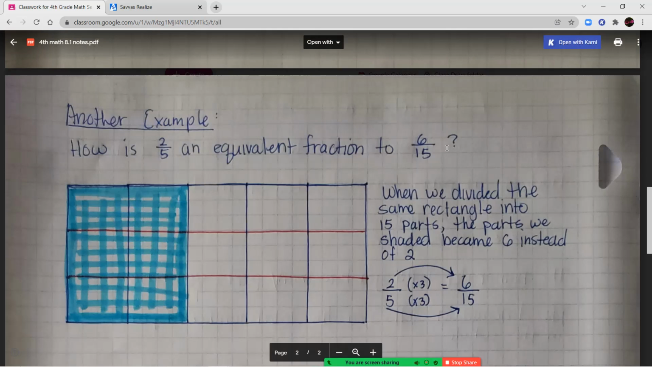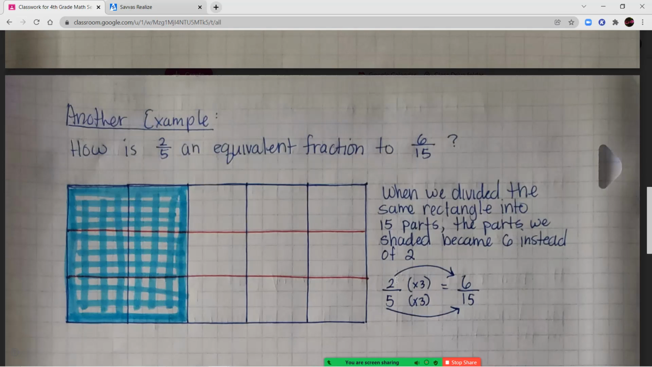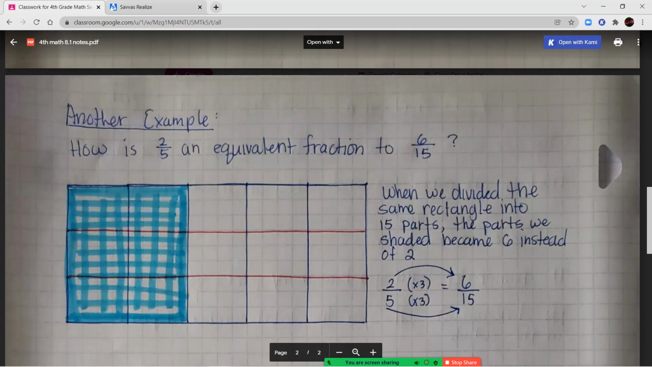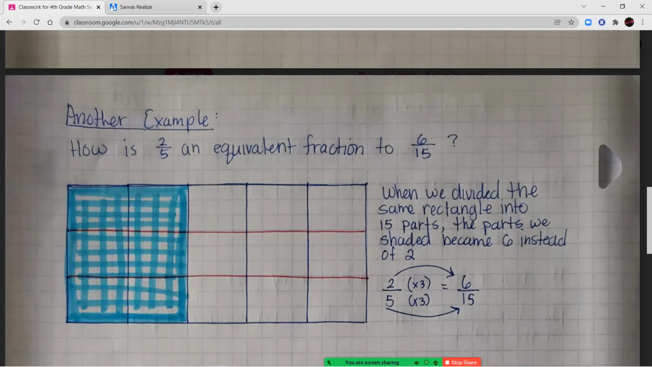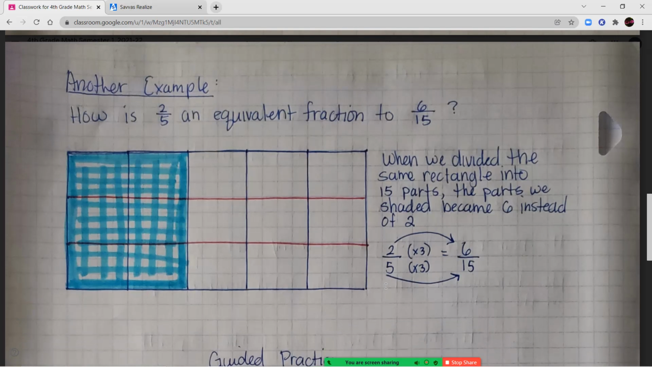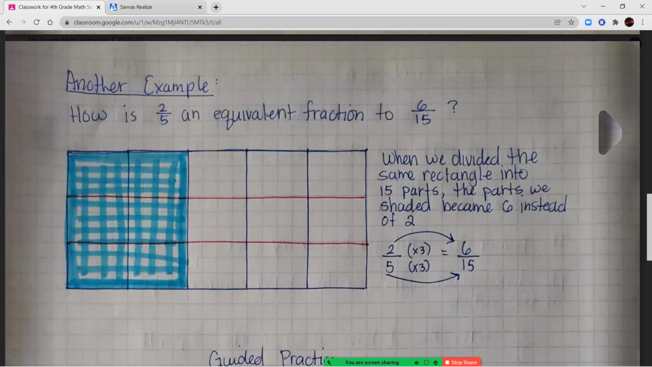How do we get from 2 to 6? In order to get from 2 to 6, I had to multiply it by 3. And from 5 to 15, I also had to multiply it by 3. So whatever is happening to your numerator also needs to happen to your denominator for it to be an equivalent fraction. So since I tripled the number of pieces that I had in the shape, that also tripled the number of pieces that were shaded. There were smaller size pieces now, but it was still the same amount of the shape.